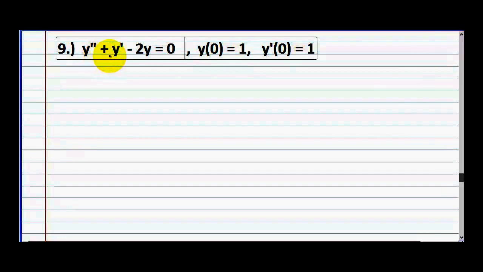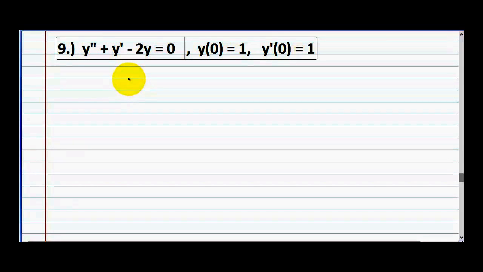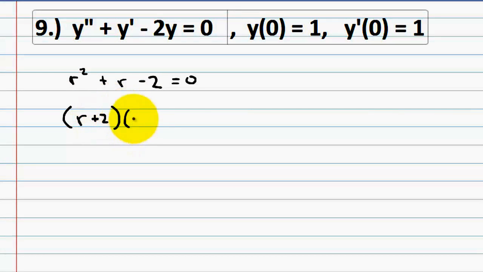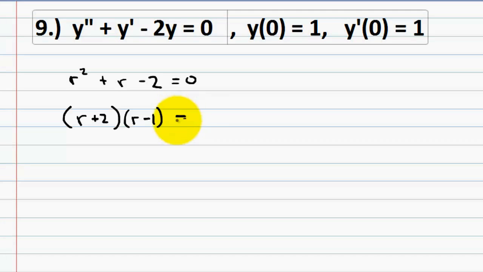So here we've got this equation. First thing we want to do is solve for C1 and C2. So we're going to put this into the characteristic form. We're going to get r squared plus r minus 2 is equal to 0, and we're going to factor this out. (r + 2)(r - 1) is equal to 0. If any portion of this doesn't make sense, I recommend you watch the previous two videos on this subject, where I explain how to do all this. So now we get r is equal to negative 2 and 1.